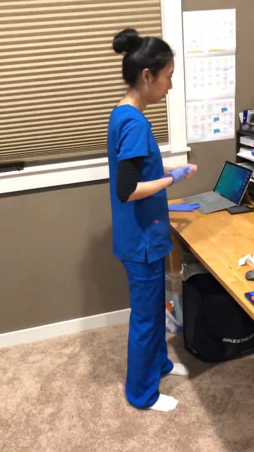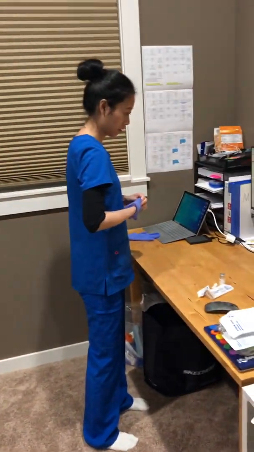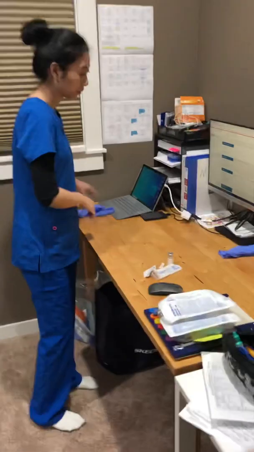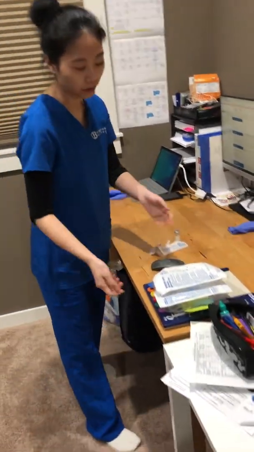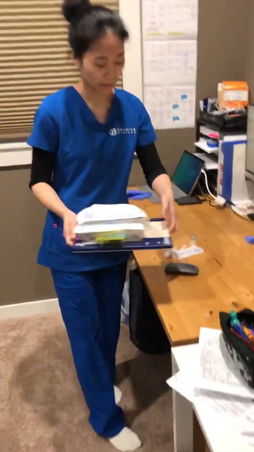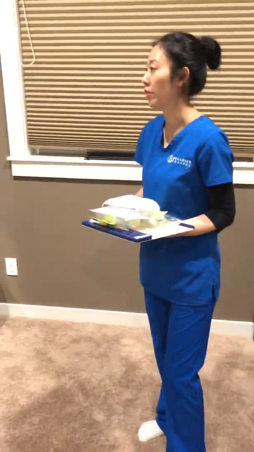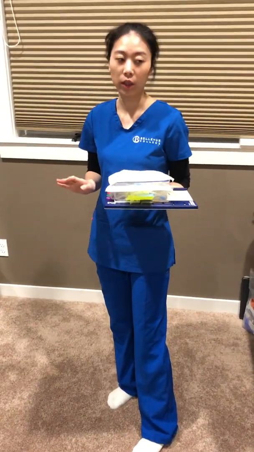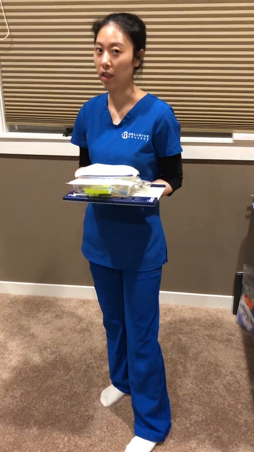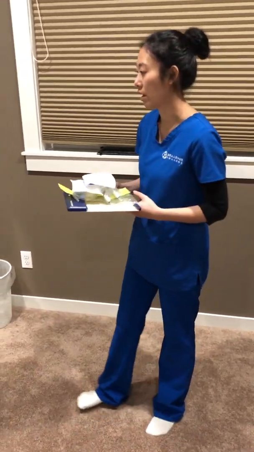Discard the gloves. Perform hand hygiene. And then I go to the patient's room. Before I go into the patient's room, check if there's any sign of infection or precaution. So there's no precaution, I don't have to wear my PPE. Then I just go directly to the room.